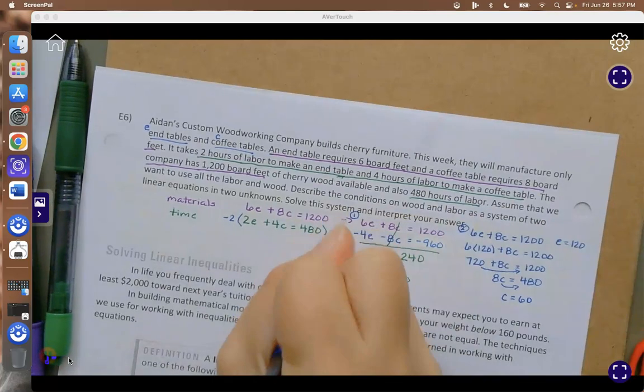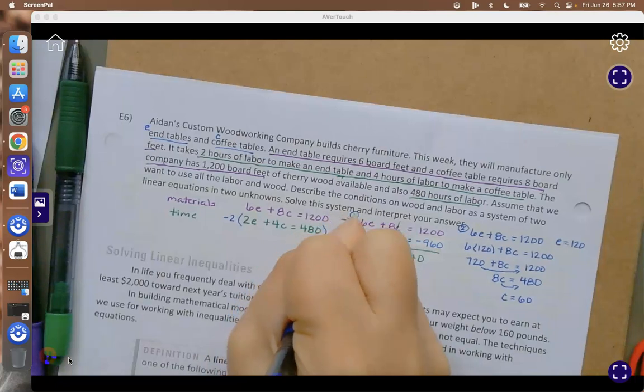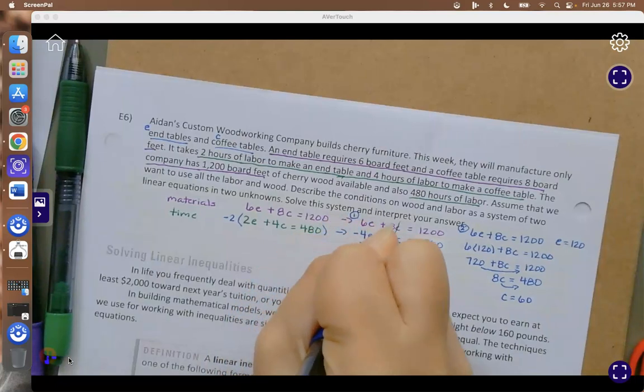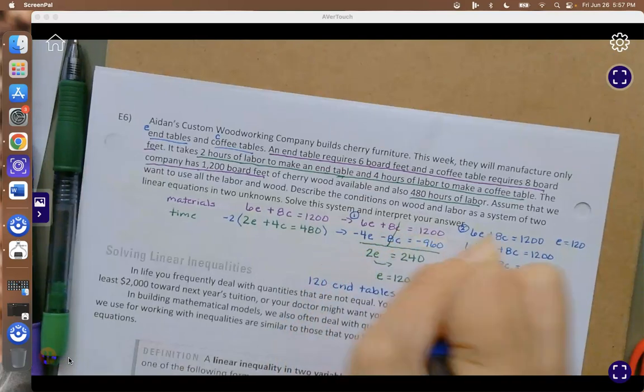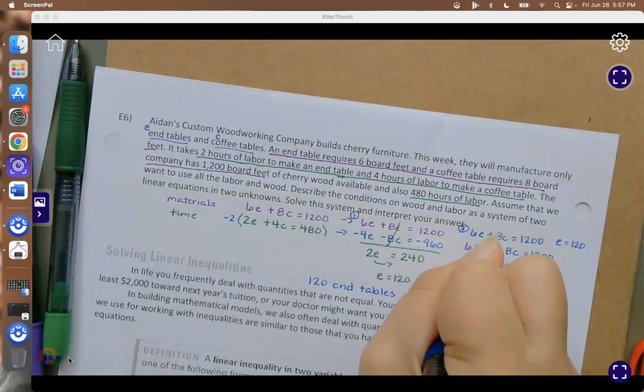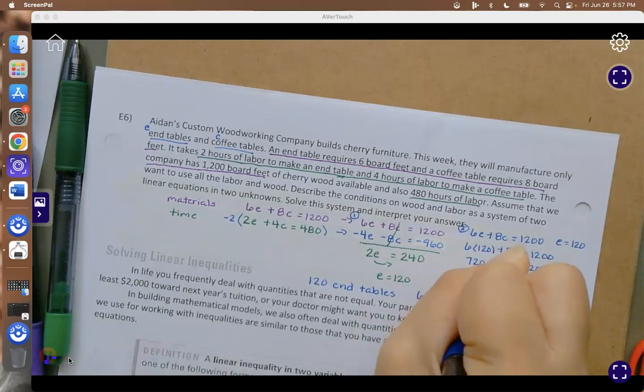So we made 120 end tables and 60 coffee tables. And this is something you really could use in a business to maximize your time and your materials.